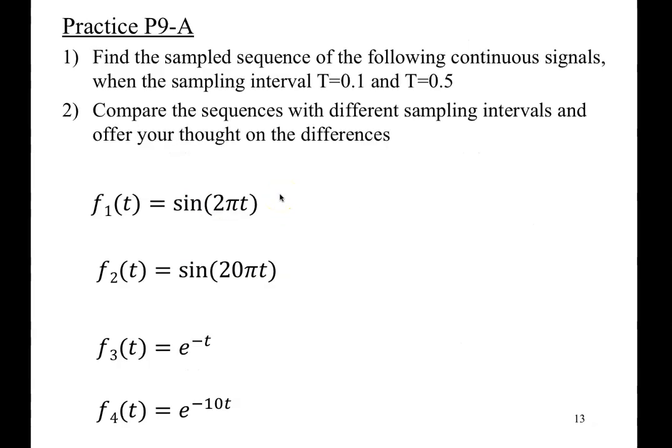I've got some practice questions for you. I have four different continuous time signals, and you choose two different sampling intervals. One is 0.1 second, the other is 0.5 seconds. I'd like you to find the sequences of these signals by taking samples. Then what I really would like you to do is see the difference between 0.1 and 0.5, their effect on the sequences you get. Are there any surprises? Give me your thoughts. Thank you.